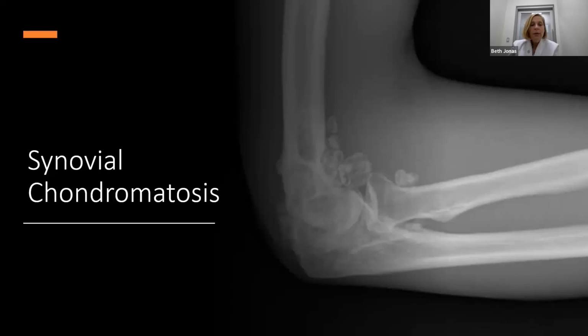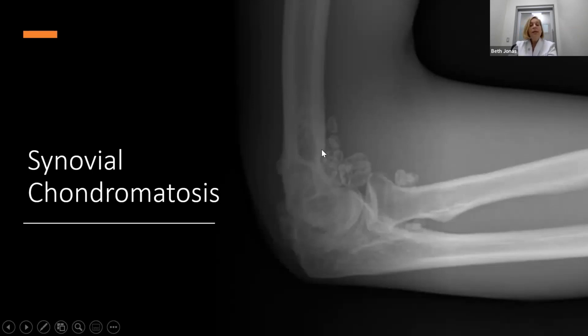This is something called synovial chondromatosis. This may be the cause of a monoarthritis or a monoarticular pain syndrome. And you can see here, these are essentially rests of synovium that have become calcified, and they are inside and around the joint. You can see it. This is obviously the elbow.